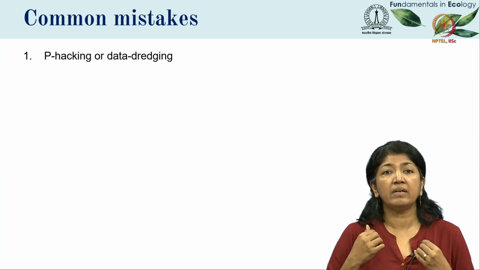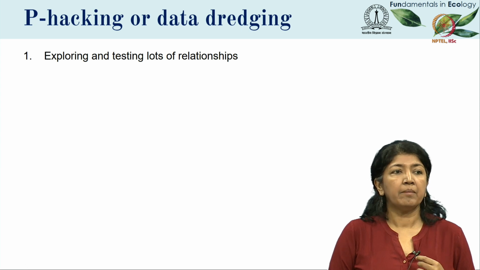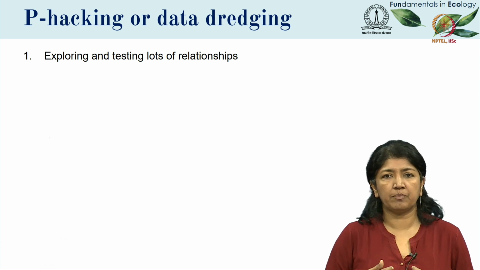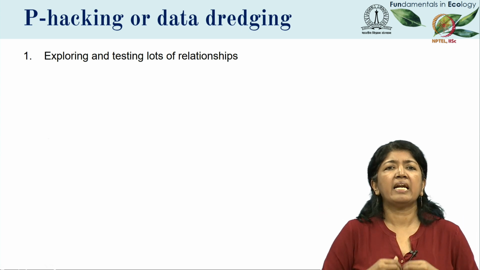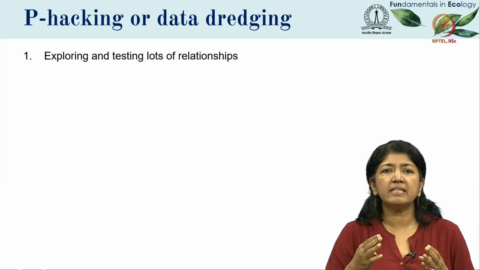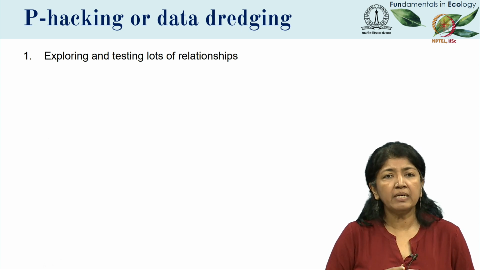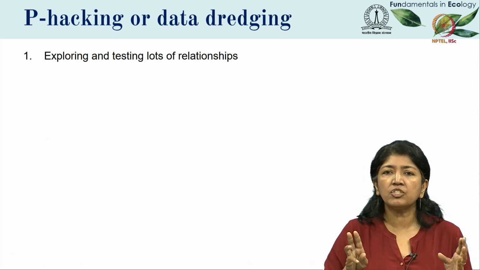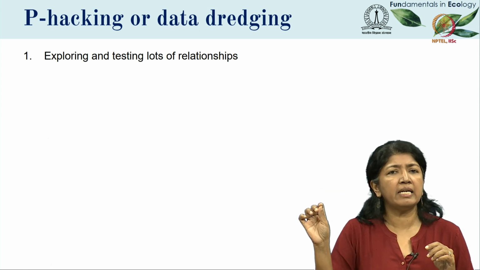is p hacking or data dredging. What does p hacking or data dredging mean? P hacking refers to where we explore and test lots of relationships. So, suppose I am interested in looking at the species richness of this insect taxa in a landscape, and I look at the effect of patch size, I look at the effect of distance between patches, I look at matrix type, I look at seasonal patterns, I look at the effect of human disturbance, different kinds of human disturbance. So, there are a lot of variables and I try out different combinations of these variables, I try out different shapes, straight line, different non-linear relationships.